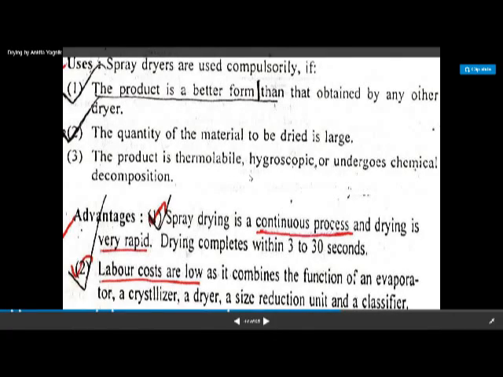Now these are the uses. This is much better than any other dryer. The quantity is large and it is useful for thermolabile and hygroscopic substances, and also for products which undergo chemical decomposition. These spray dryers are useful. Advantages are that spray drying is a continuous process. It is not a batch process, it is a continuous process.